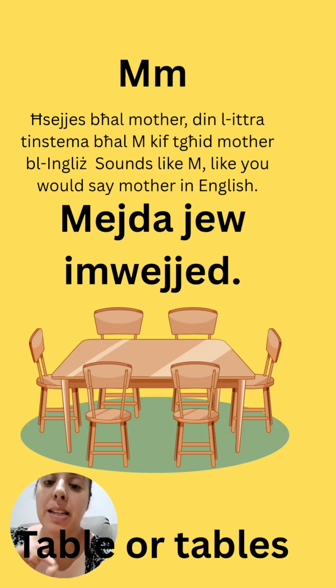Okay. Din il-litra tos pal mother. Din il-litra tisema pal kif tgħid mother bil-Ingliż. This letter sounds like English, like you would say mother in English. Okay, the sound. Okay, per eżempju, mejda jew imwejjed. Okay, so table or tables. One table, you say mejda. This is din il-mejda. This is the table. If you've got more than one table, okay, so you've got like two, three tables, the plural for table is imwejjed.